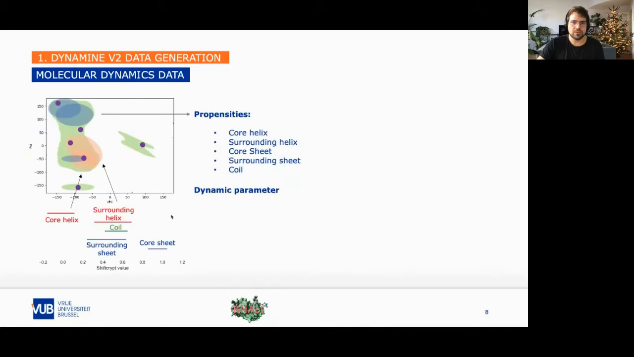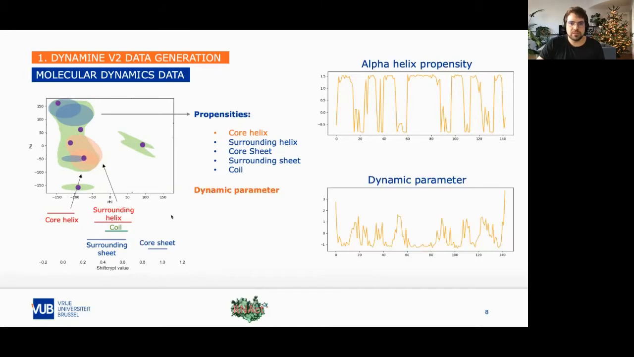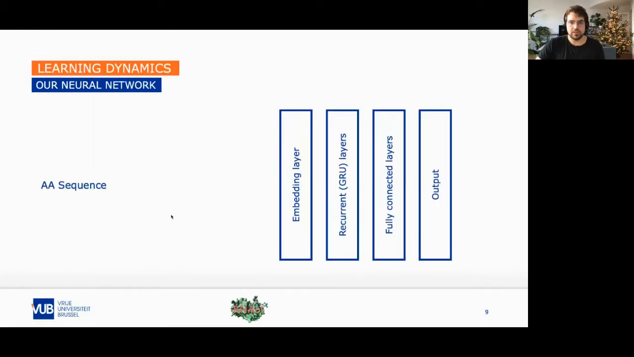And just to illustrate how these propensities and dynamic parameters look, for instance, if we look at the core helix propensity of a protein, on the x-axis we have the amino acid position, and on the y-axis we can see how likely this amino acid is to get the core helix conformation. And also for this same protein, we are showing here how dynamic this protein is. So the higher the value, the more you would expect this region to move. With these 6 labels that we have calculated, we train our neural network.